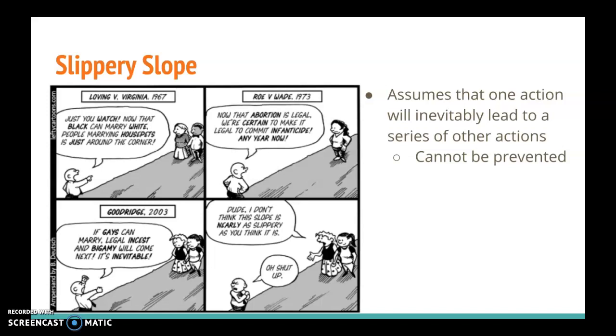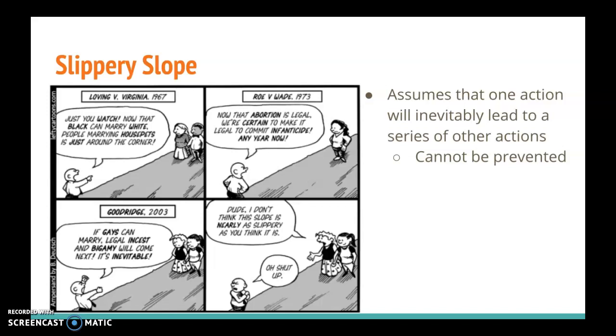Most recently, when the Supreme Court was looking at the question of whether or not same-sex couples should be allowed to get married, many people argued that allowing gays to marry would inevitably lead to a number of really negative outcomes, such as people being able to marry house pets, people being able to marry inanimate objects, people being able to marry their families, and so on and so forth.